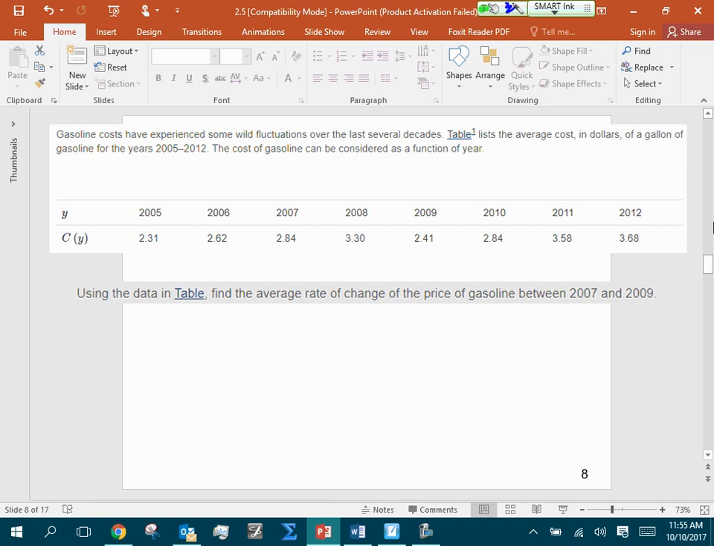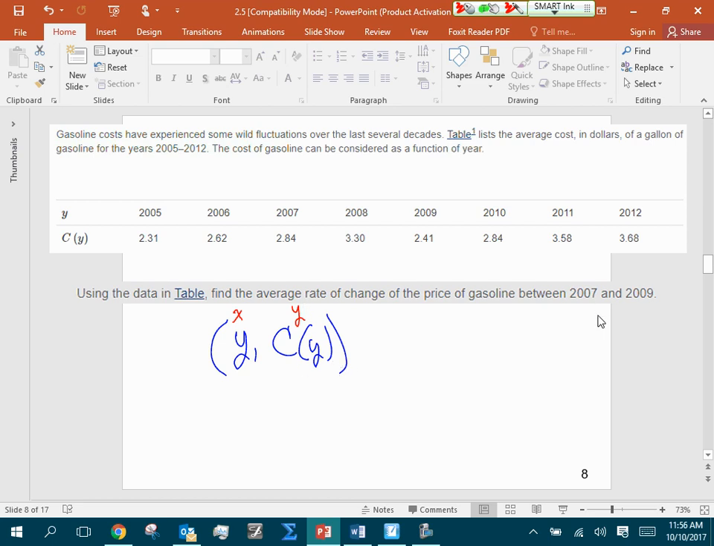The way they're doing this, when I read that the cost of gas is a function of year, that tells me that year is the independent variable. That tells me year is my input value. Does that make sense? So I'm going to have ordered pairs of Y for year, and they're using capital C for cost. If you're more comfortable with X's and Y's, that's fine. Understand that your X's would be the year, and your Y values would be C of that year, the cost of that year.